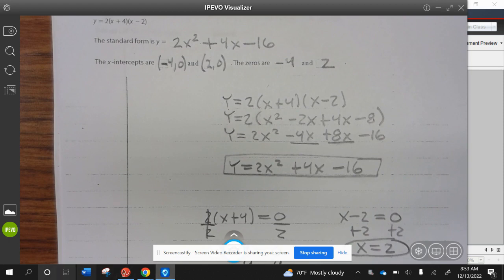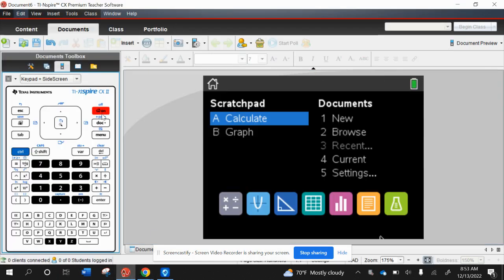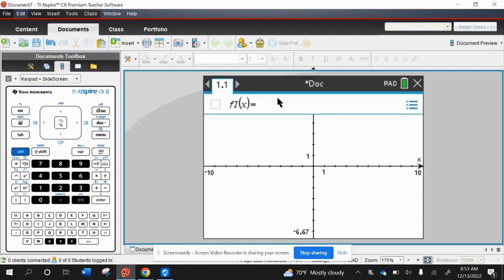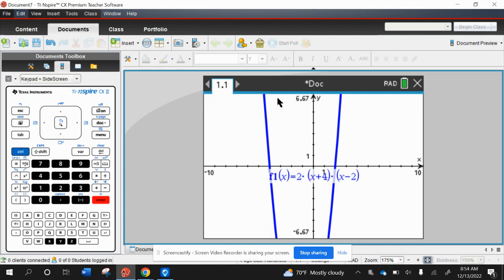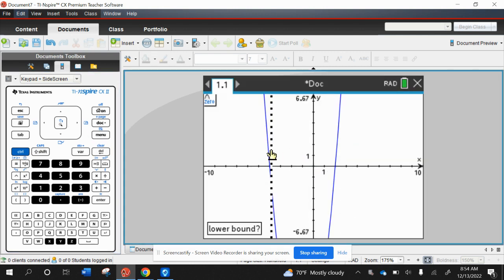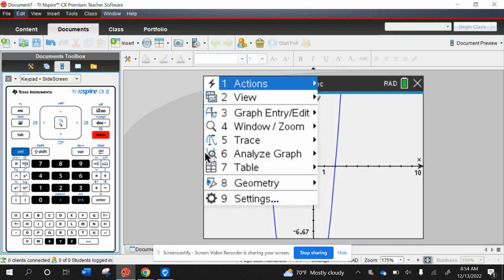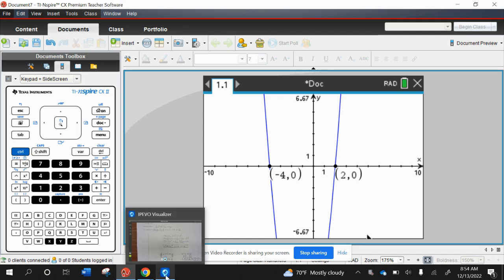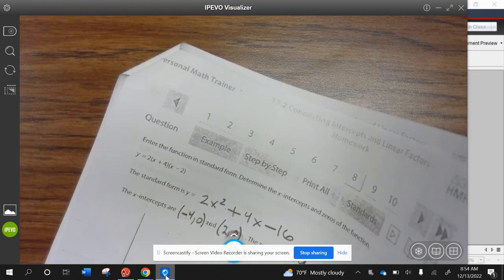Okay, let's go ahead and check our answer. So we're going to go to On, New Document, No, Add Graph. So we have 2 parentheses x plus 4 parentheses x minus 2. We're going to click and delete equation. Menu, Analyze Graph, 0, click, drag, Menu, Analyze Graph, 0, click, drag, and you can see that our answers are correct. All right, let's take a look at the next example.